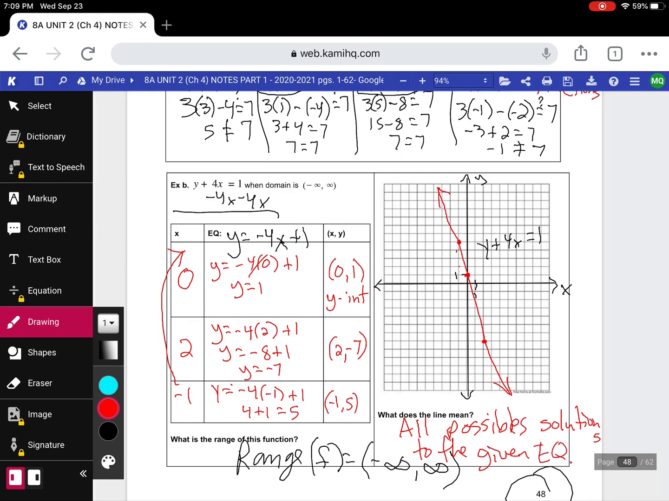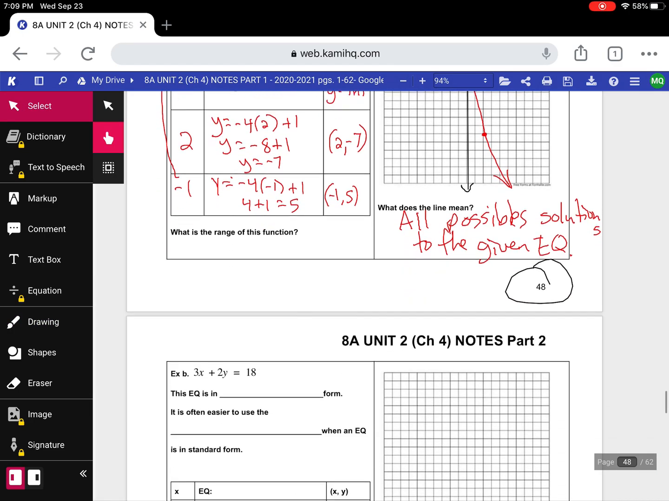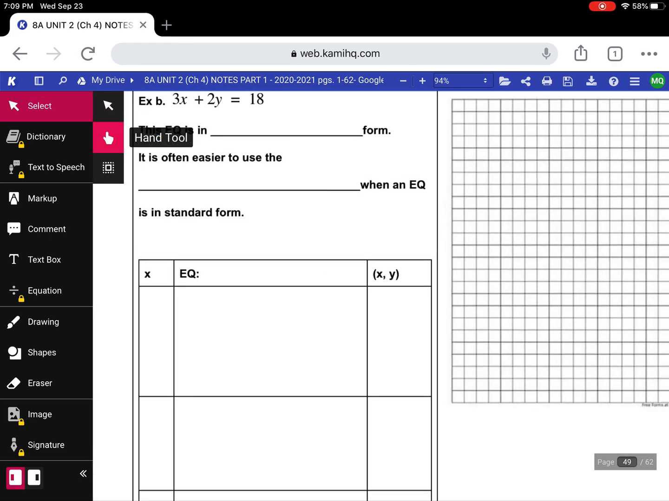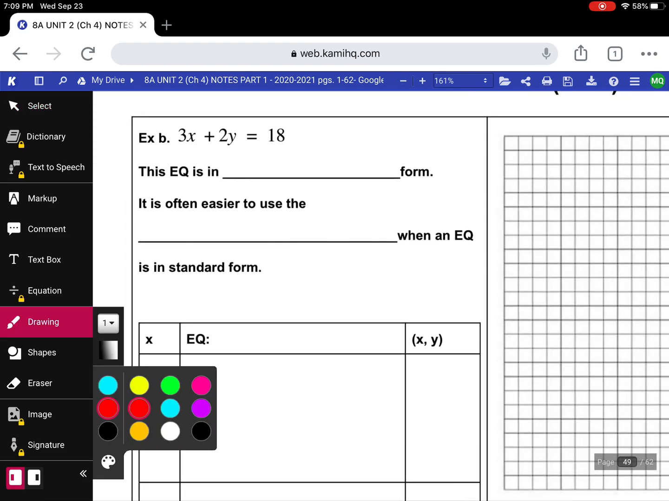Let's move right along, and we are now going to go to page 49. We have 3x plus 2y equals 18. I hope that you recognize that this equation is in standard form.